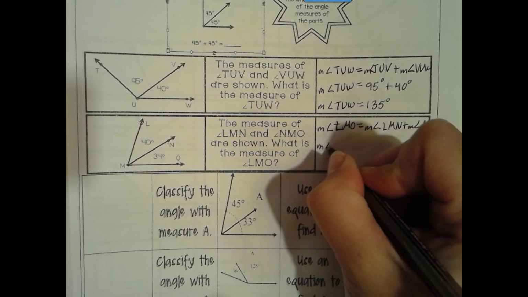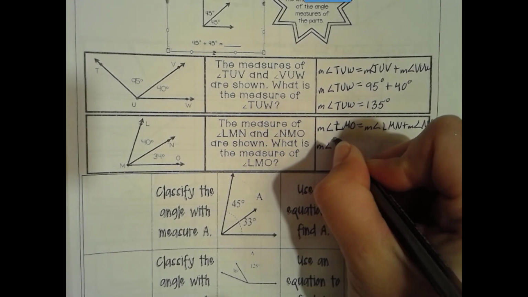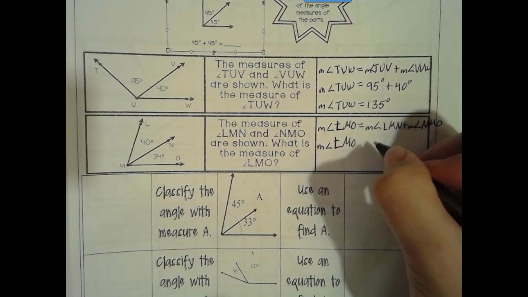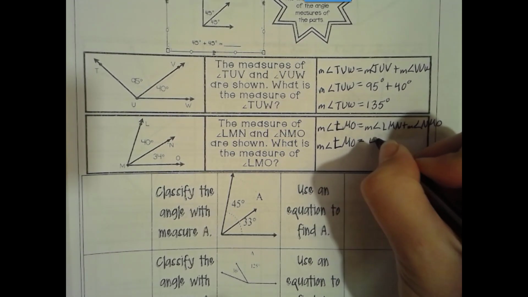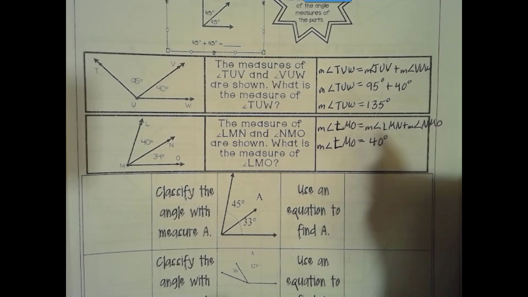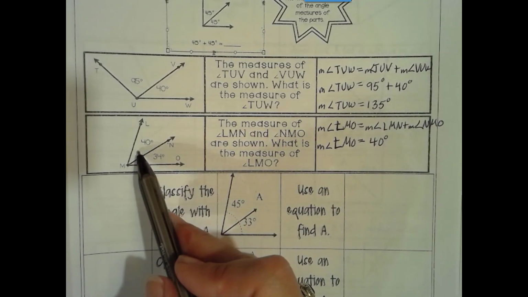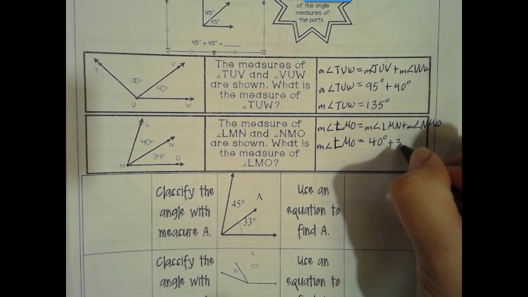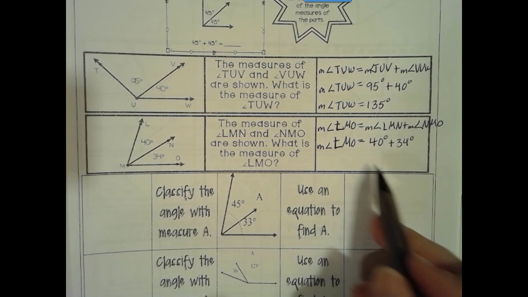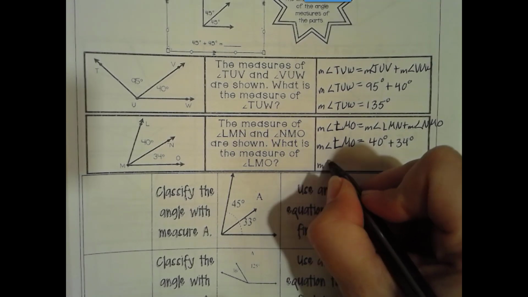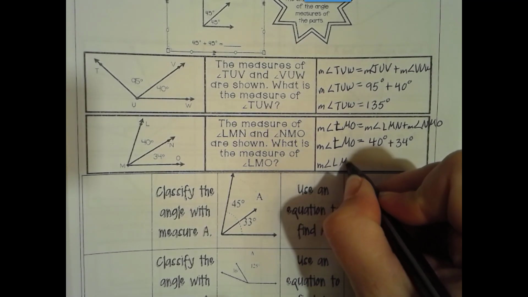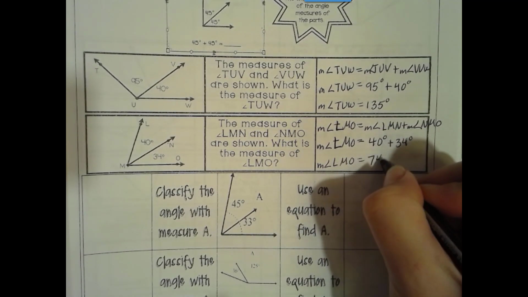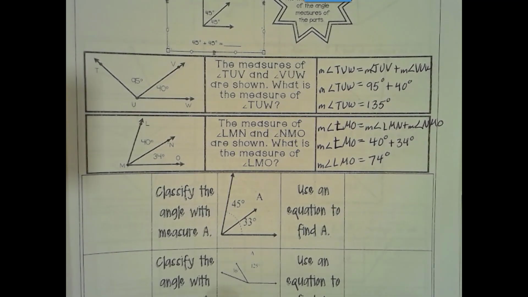So the measure of angle L, I don't know why I keep wanting to make it a T, LMO. This is why I need a pencil. But unfortunately, you can't see it on the screen. LMN is 40 degrees. NMO is 34 degrees. So when we compose them, when we put them together, we get the measure of angle LMO is 40 plus 34 is 74 degrees.